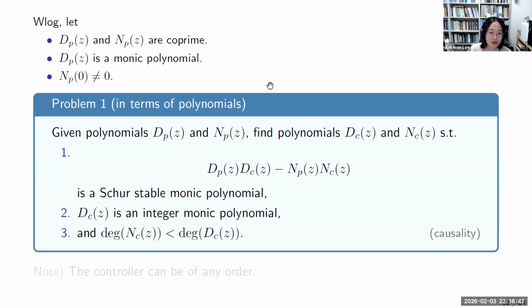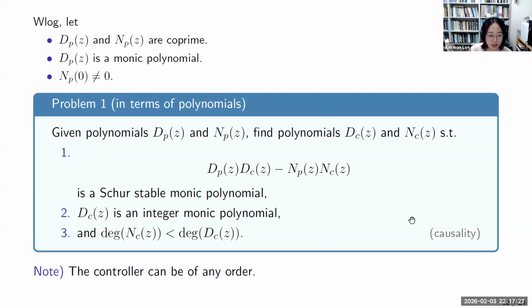And with these conditions, we can restate the problem in terms of polynomials. Given polynomials dp and np, we aim to find polynomials dc and nc such that this polynomial is a sure-stable monopolynomial. And second, DC is an integer monopolynomial. And there's a third condition. The degree of NC should be less than that of DC. And this is just for causality of the resulting controller.